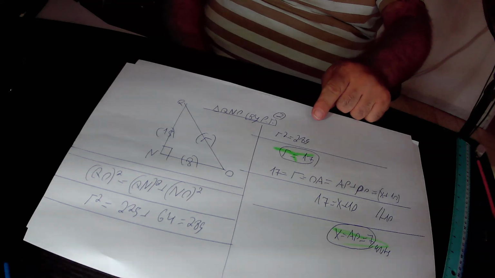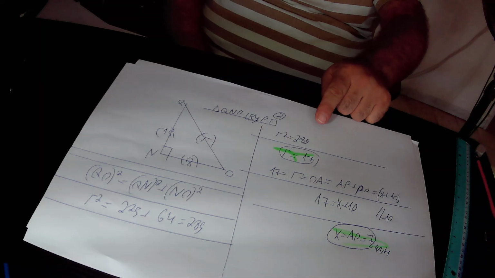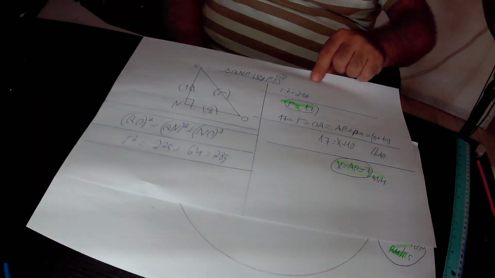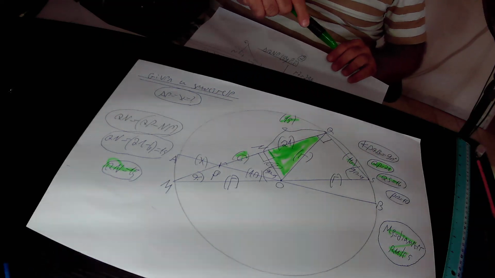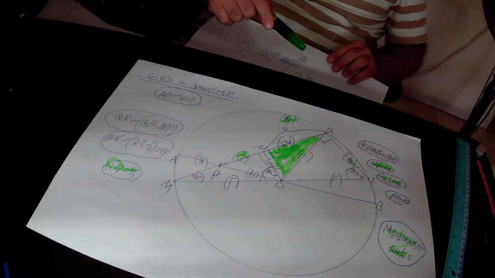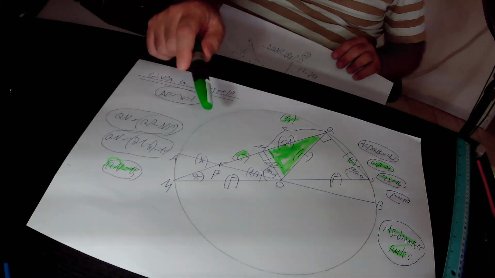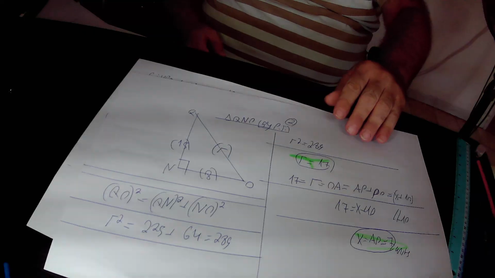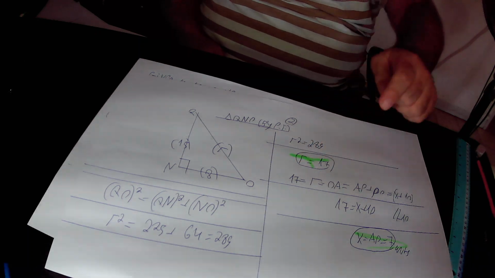Here we took the root of this equation, and found that R, the radius of the circle, is equal to the square root of 289, that is 17. So the radius of this circle R equals 17 units in its length. OA is also the radius of this circle that is equal to R. OA is the radius of the circle, and R equals 17.